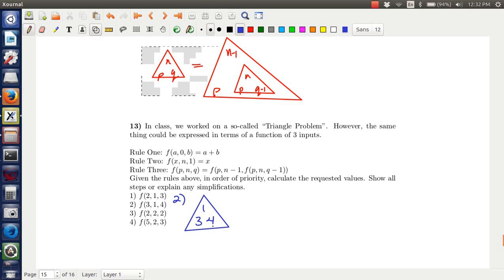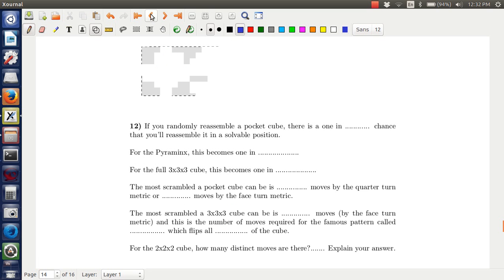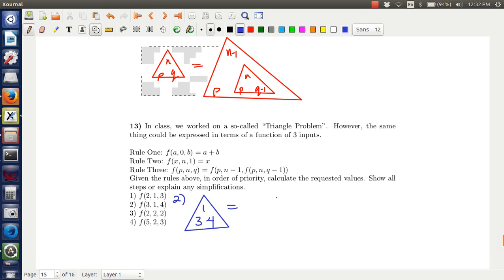3, 1, 4 is going to be, and I'm going to write this second triangle because I'm getting tired of writing triangles. I'm just going to put a line there to indicate 2 triangles. So this is 3, 0, 3, 1, 3, and we're watching this.